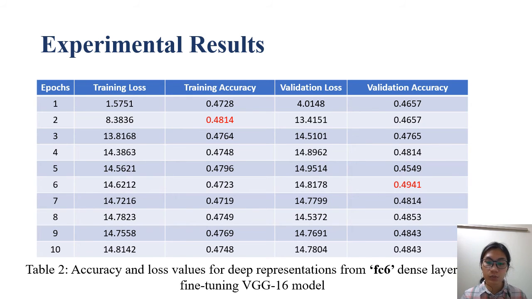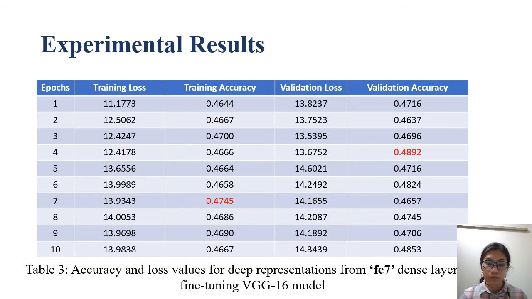This is the training result that I obtained for the FC6 layer. We can see the accuracy is around 50% in recognition. This is for the FC7 layer, and the accuracy is less than the one from the FC6 layer, and therefore we select the features from FC6.